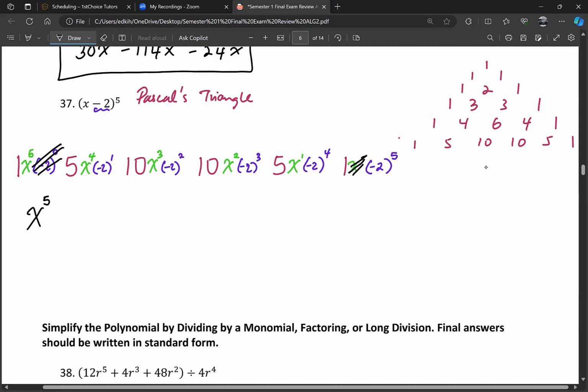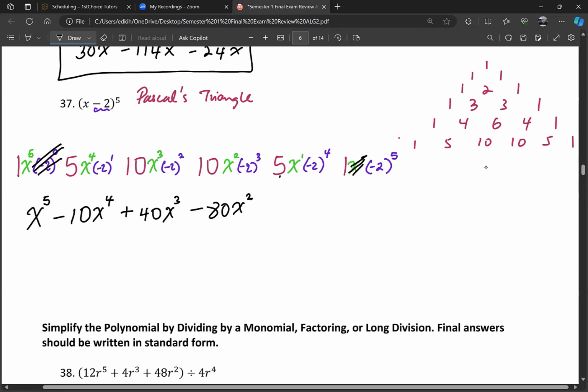5 times negative 2. So you have to do these digits first. 5 times negative 2 to the power of 1, so that's really 5 times negative 2, which becomes a minus 10 x to the fourth power. The next one, 10 times negative 2 to the second, so that's really 10 times 4, and that's going to be a positive 40 x to the third. And then next we have negative 2 to the third, that's negative 8. 10 times negative 8 becomes negative 80 x to the second power.